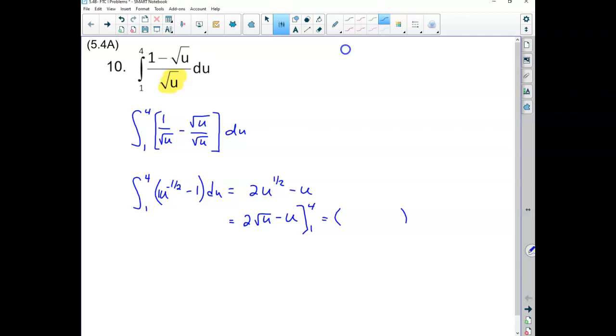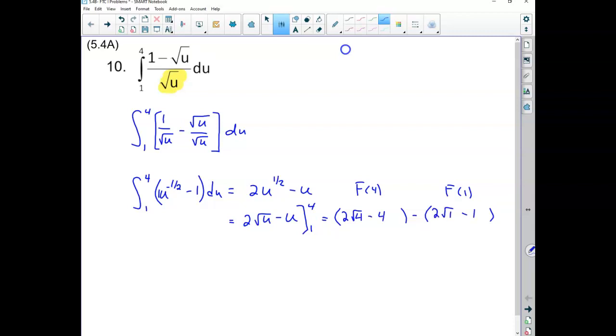So I take my big F of 4 minus my big F of 1. Remember, this is going to be my big F of 4 here, and this is going to be my big F of 1. And all I do is I plug and chug. So that's 2 square root of 4 minus 4, and this is going to be 2 square root of 1 minus 1.